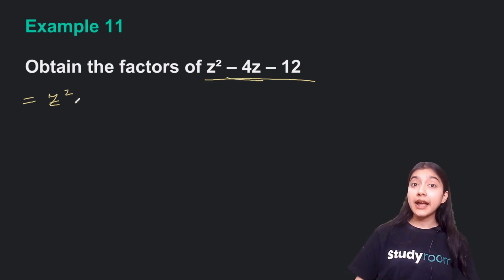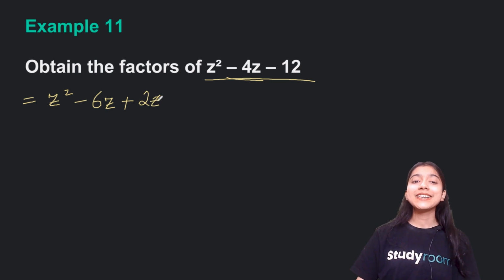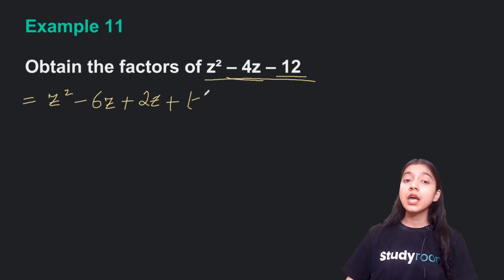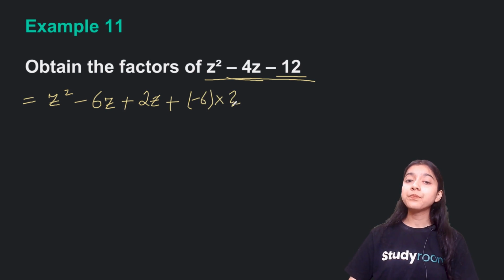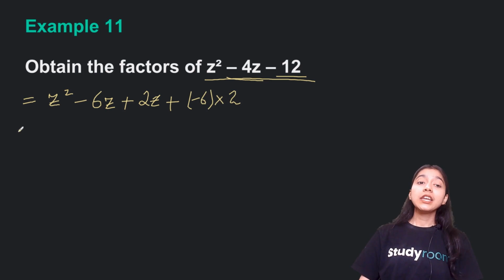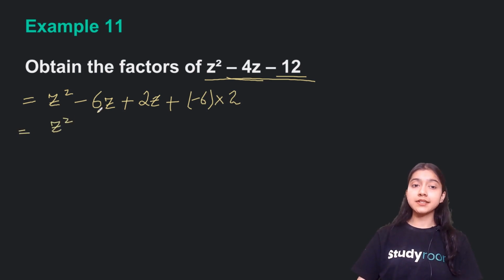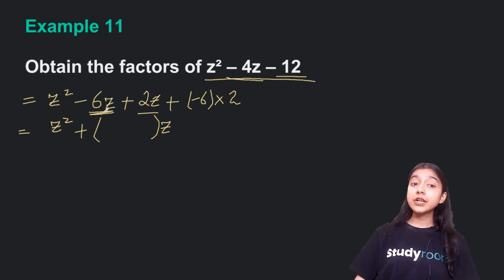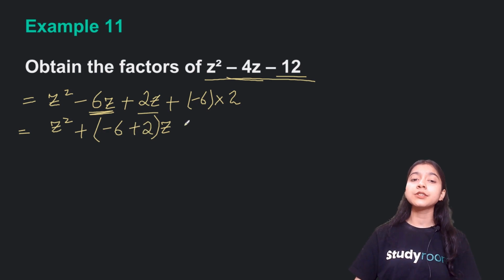Can I not write minus 4z as minus of 6z plus of 2z? Yes, I can. Now again I have minus 12. I can write it as, let me give a positive sign first, and then minus 12 can be written as minus 6 multiplied with 2. 6 multiplied with 2 gives 12, plus into minus gives us minus. Done. Now what we have to do is, we'll write z square as it is. From these two terms, we'll be taking z common outside. So we have plus, we'll give a bracket and take z common outside. The first term left will be minus 6, and from the second term we have taken z common outside, so we have plus of 2.